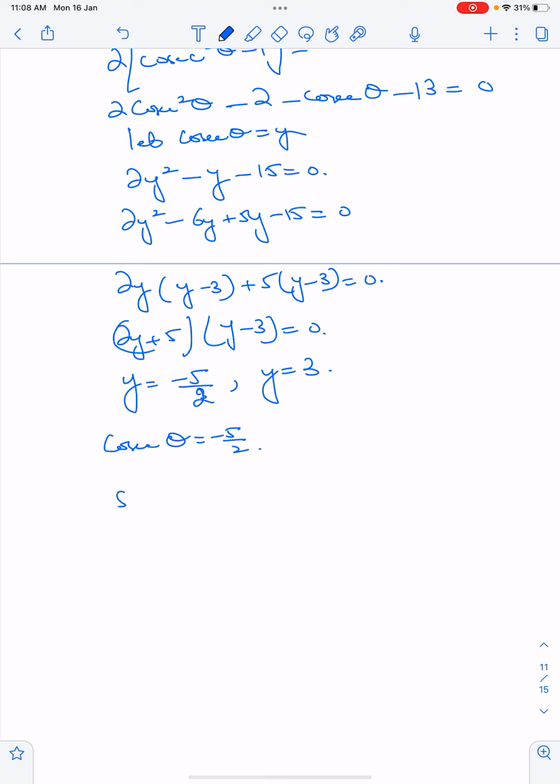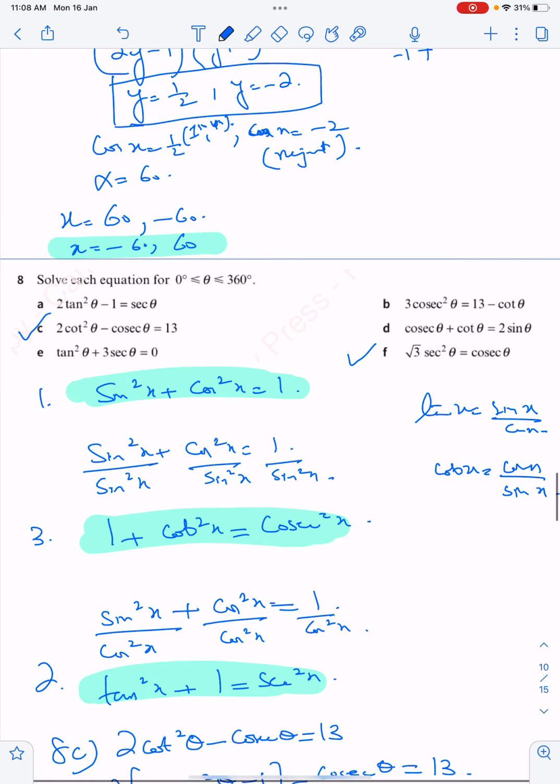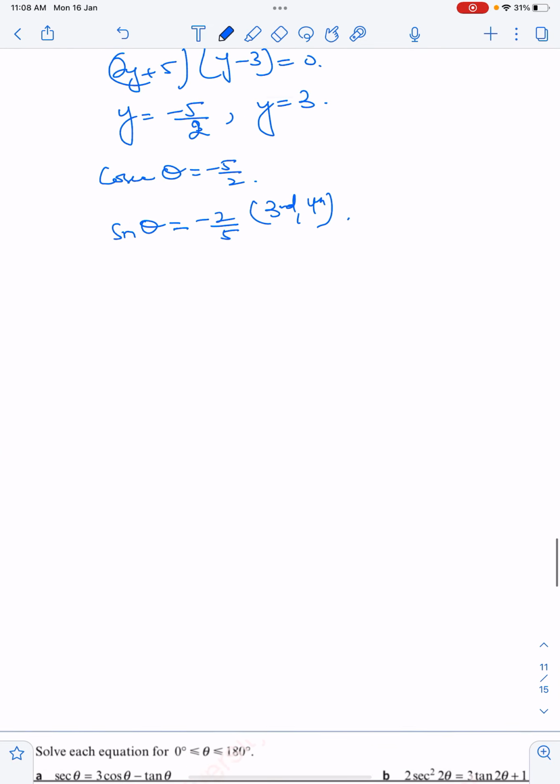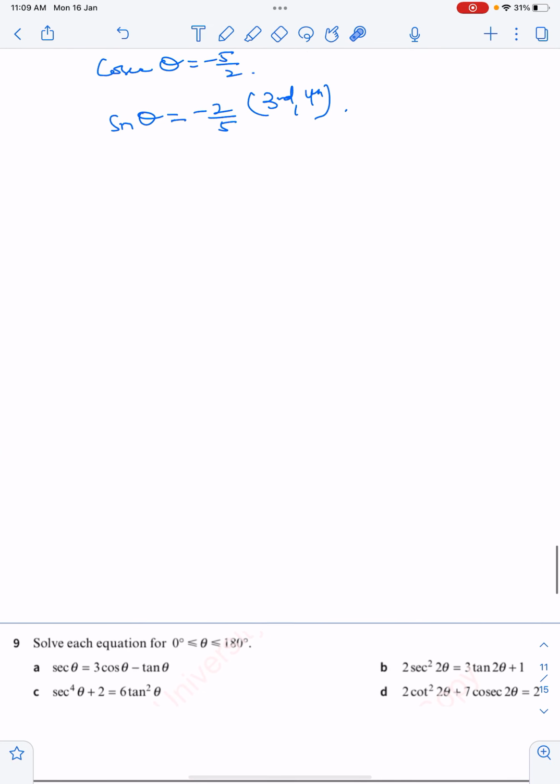So if I reciprocate both sides, it becomes sine of theta equals to minus 2 upon 5. Sine is negative in the third and the fourth quadrant, so I have to look for it in the third and the fourth quadrant. What is the domain of the question? It's from 0 to 360. Okay, and I don't need to alter the range here.